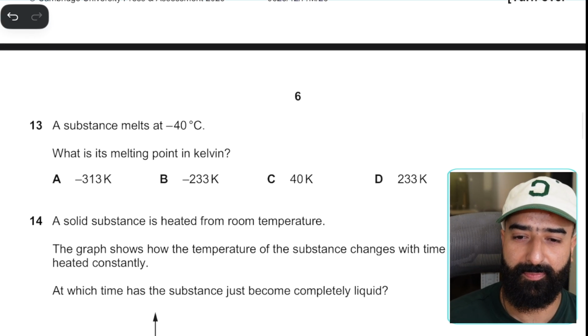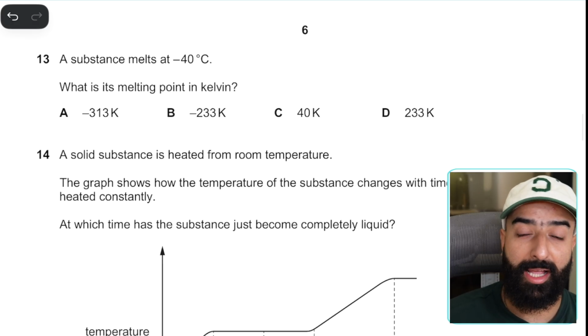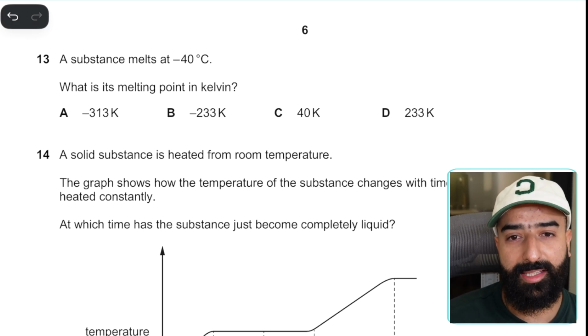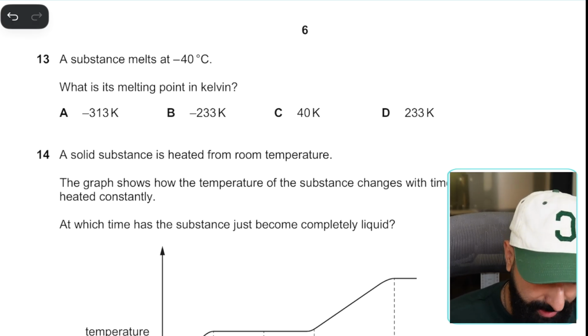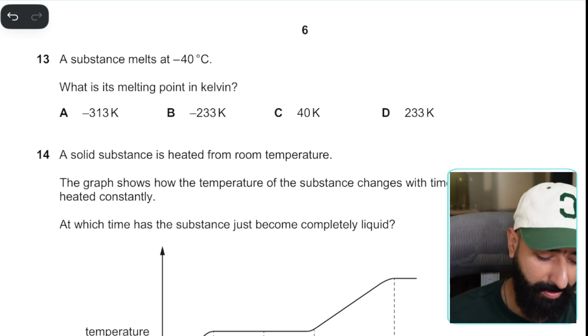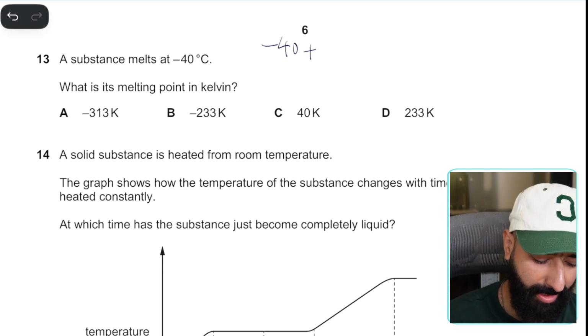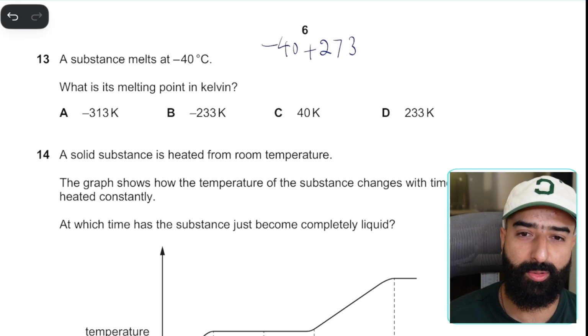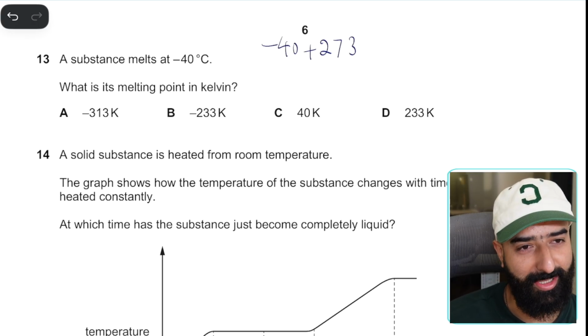Easy peasy. A substance melts at minus 40 degrees Celsius. What is its melting point in Kelvin? So you simply need to convert Celsius into Kelvin. How do we do that? Negative 40 plus 273. How much is that? Well, you can do that, right?